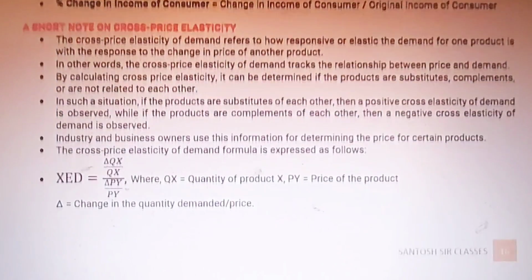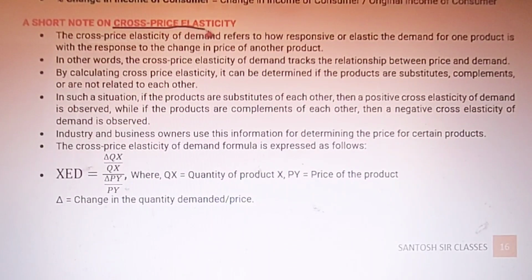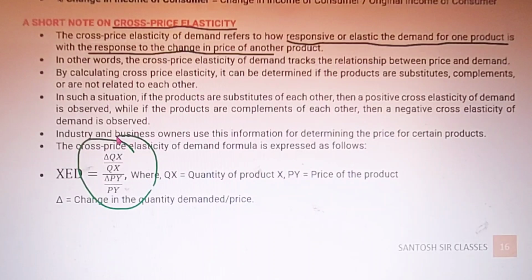And the next question is: write a short note on cross price elasticity. Now you must understand this also. Cross price elasticity refers to how responsive or elastic the demand of one product is to the change in price of another product. That means a related product. If the price of tea changes, how much will the demand for coffee change? If the price of petrol changes, how much will the demand for vehicles change? So this is how you have to explain, and this is what I have written here. XED stands for cross price elasticity of demand, and this is the mathematical formula that we use.